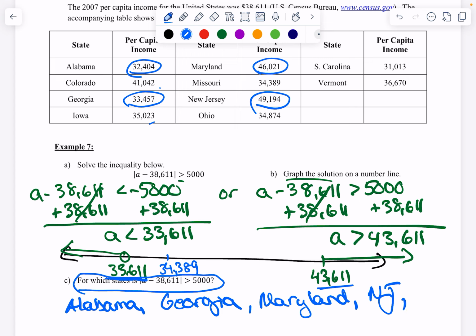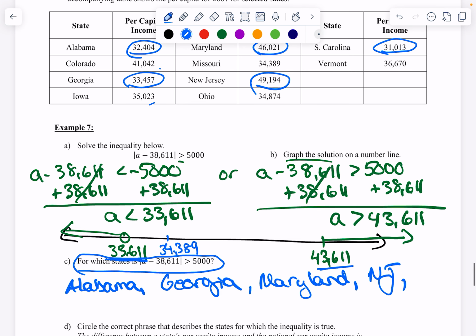Ohio is 34,000. So no, that is in between those two numbers. South Carolina is 31,013. So that will be one of your answers over here because it is less than the 33,611. Vermont, 36,670 is again in between, which is not included in this area. There's a mistake here. This should be a circle here. Okay, so those were the states that were included.